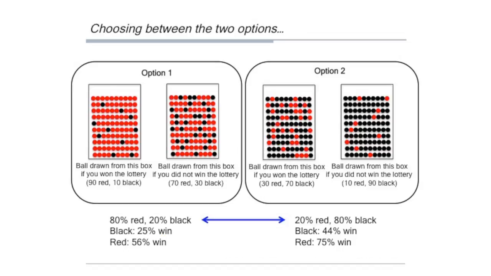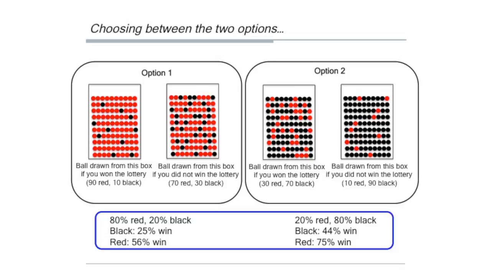Looking at these options side by side, we realize that in option 1, you are more likely to see a red ball, and in option 2, you are more likely to see a black ball. In option 1, seeing a black ball means that your chances of winning are 25%, and seeing a red ball means that your chances of winning are 56%. In comparison, in option 2, seeing a black ball means that your chances of winning are 44%, and seeing a red ball means your chances of winning are 75%.